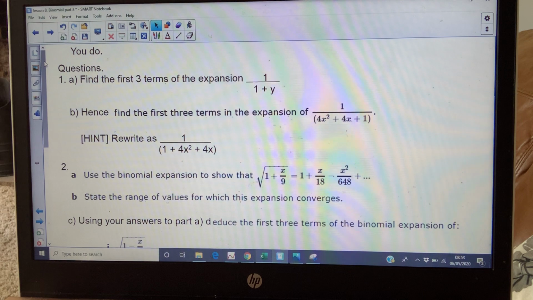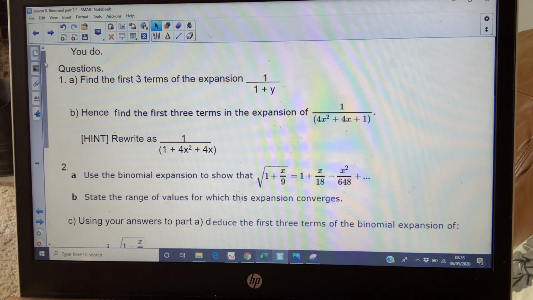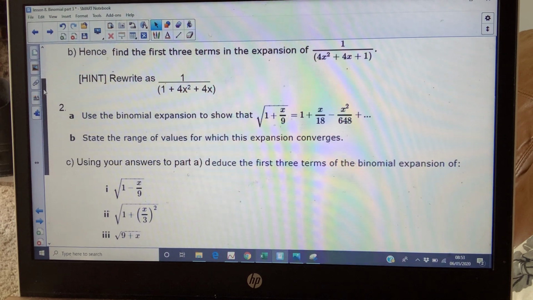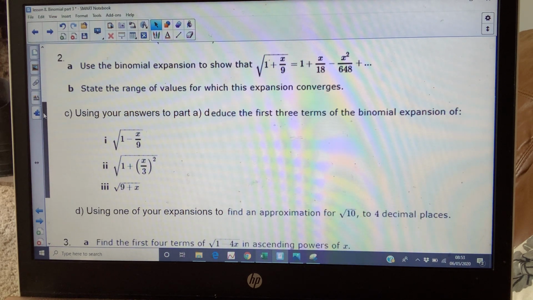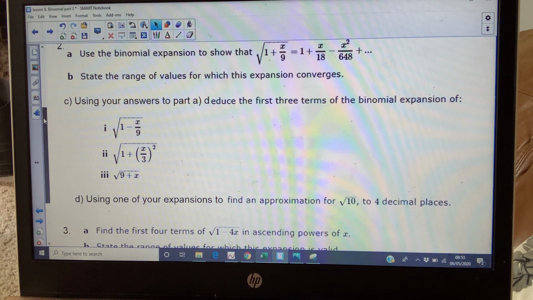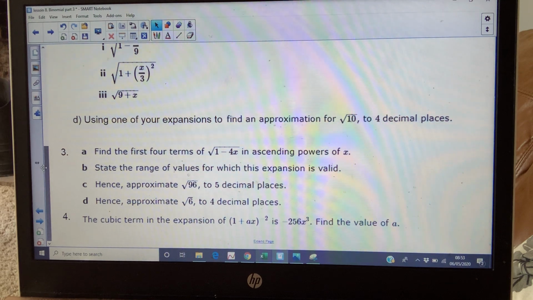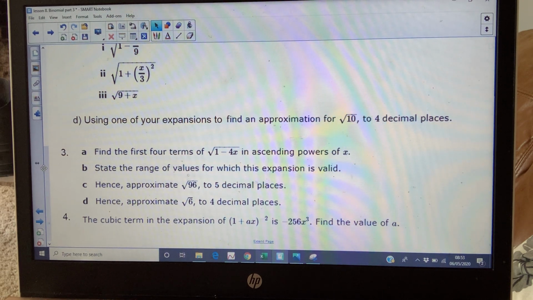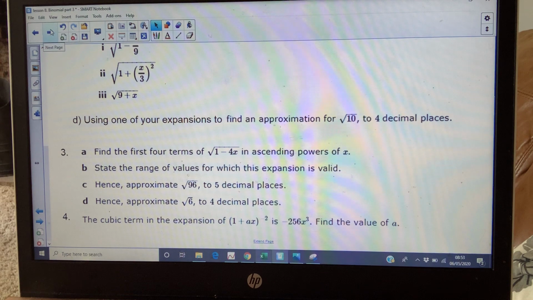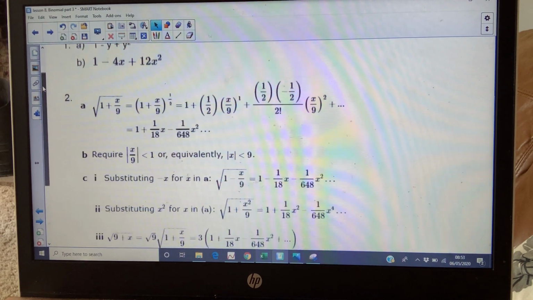Okay. So here are the questions you're going to do. So question 1, and they are harder, so do take your time. Question 1, part B, I've given you a bit of a hint there. So that's similar to some of the examples we've done here. Question 2, again, quite a hard question. Question 3. 4, and then when you've done those, here are your answers.